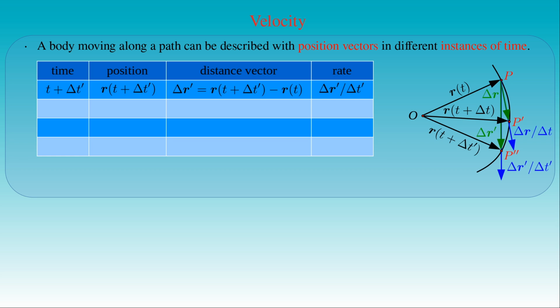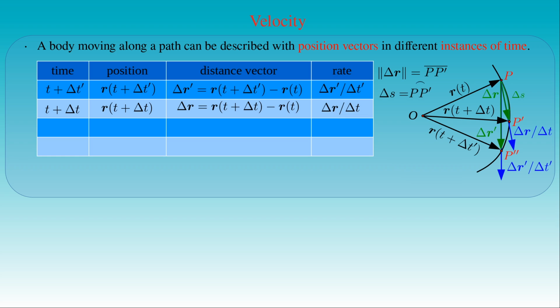Now we can fill the next row in the table with the new data. At the time t plus delta t, we have the position vector r(t plus delta t), the distance vector delta r of the positions r(t plus delta t) and r(t), and the ratio delta r divided by delta t. As we saw, the length of the difference delta r gives the distance of the points P and P prime, whereas the distance covered by the moving point mass between the points P and P prime is the arc length of the curve between these points.